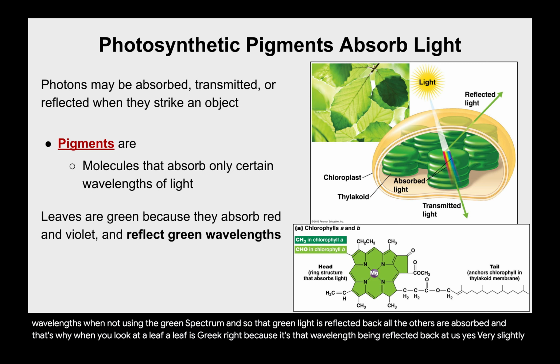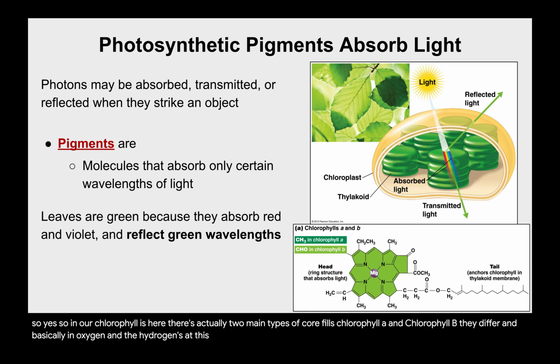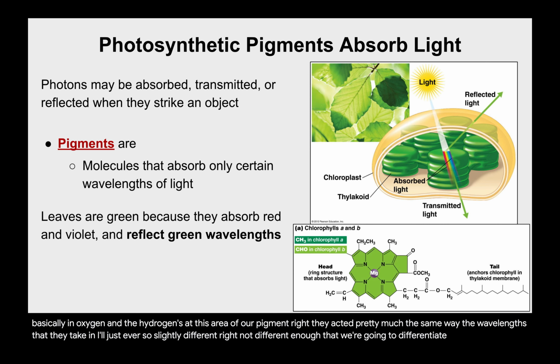Very slightly so, yes. In our chlorophylls here, there are actually two main types, chlorophyll A and chlorophyll B. They differ basically in an oxygen and some hydrogens at this area of the pigment. They act in pretty much the same way. The wavelengths that they take in are just ever so slightly different, not different enough that we're going to differentiate it in Bio 101.